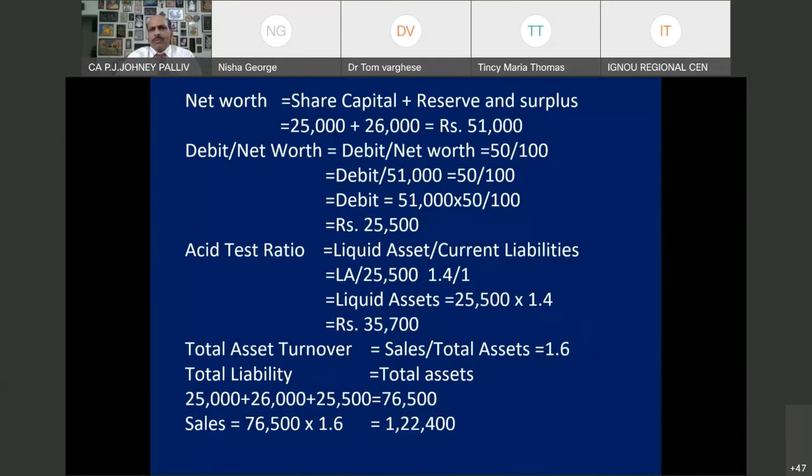So here you can see 50 by 100 is equal to debt divided by 51,000. Therefore, what is the debt? Debt is equal to 51,000 divided by 100 into 50. In order to find out the debt, you can make use of the formula, debt by net worth is equal to 50 by 100. Therefore, debt is equal to 50 by 100 into net worth. Net worth is given, 25,000 plus 26,000. Therefore, debt is equal to net worth into 50 by 100. That is 25,500. So, debt is given. That is the loan amount.